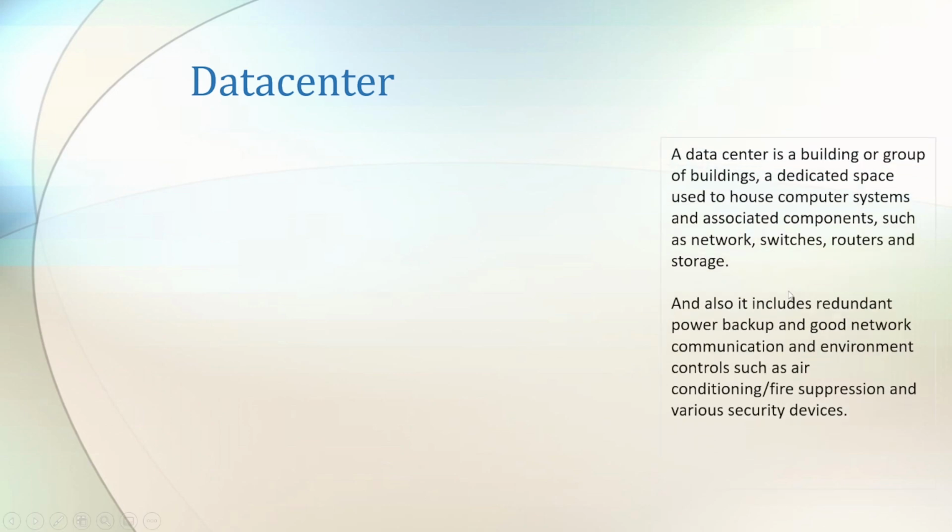Before we get into this cloud, I mean, what is cloud? Let us understand a few basic things. One of them is a data center. A data center is not a new concept. It's pretty old. So, what is a data center and what does it contain? A data center is a building or group of buildings, a dedicated space used to house computer systems and associated components such as networks, switches, routers, and storage.